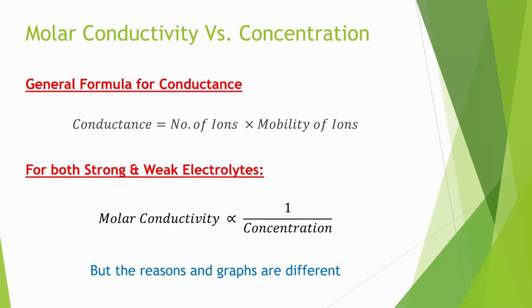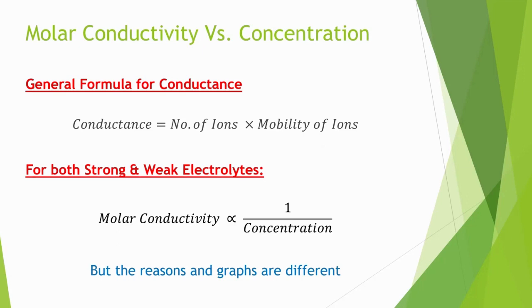The molar conductivity concept is also used to follow the reactions of coordination compounds. Based on the molar conductivity values, you can easily find out the stoichiometry of coordination compound reactions. That is a very important purpose of molar conductivity. Now, let us understand why molar conductivity changes with the concentration of the solution and how it changes.